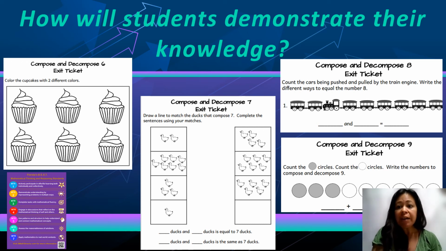Activities such as these can demonstrate MTR 1, which is actively participate in effortful learning; MTR 2, demonstrate understanding by representing problems in multiple ways; MTR 3, which is complete tasks with mathematical fluency; MTR 4, which is engage in discussions that reflect on math thinking of self and others; and MTR 5, which is use patterns and structures to help understand and connect math concepts. Oh, and I forgot MTR 7, which is apply math to real-world contexts, which we definitely want students doing throughout this unit.